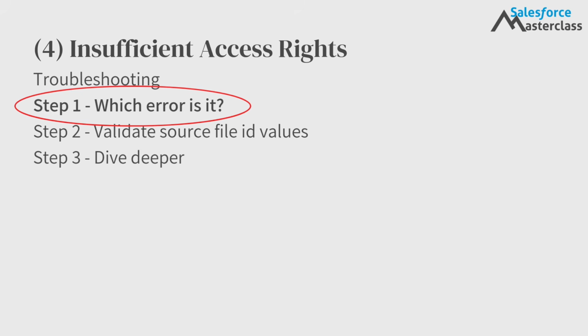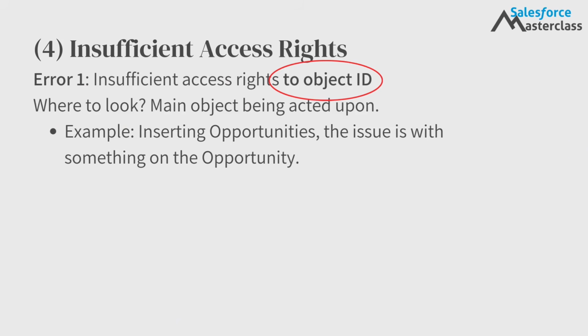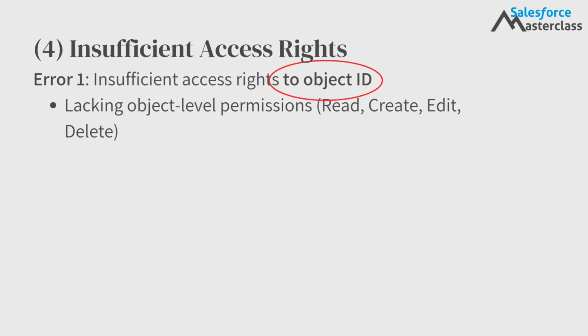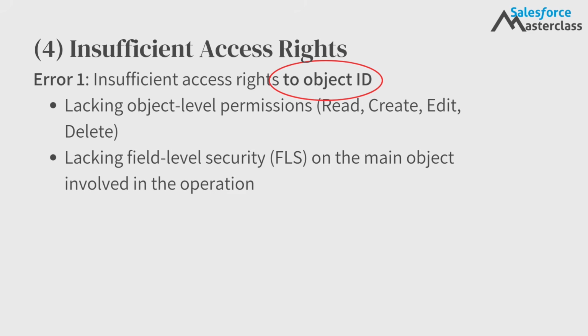Let's review the 2 insufficient access error messages. If you see insufficient access rights to object ID, then you have a permissions problem on the object you're loading into. For example, if you're inserting opportunities, the issue has something to do with the opportunity. You as the running user or the owner of the record you're inserting or updating could be lacking object level permissions. Check profiles and permission sets. There could also be a problem with lacking the right field level security privileges on a field in the load.